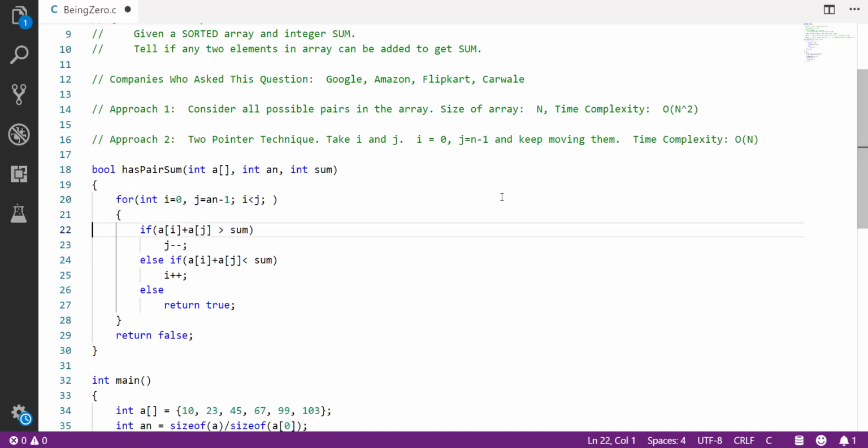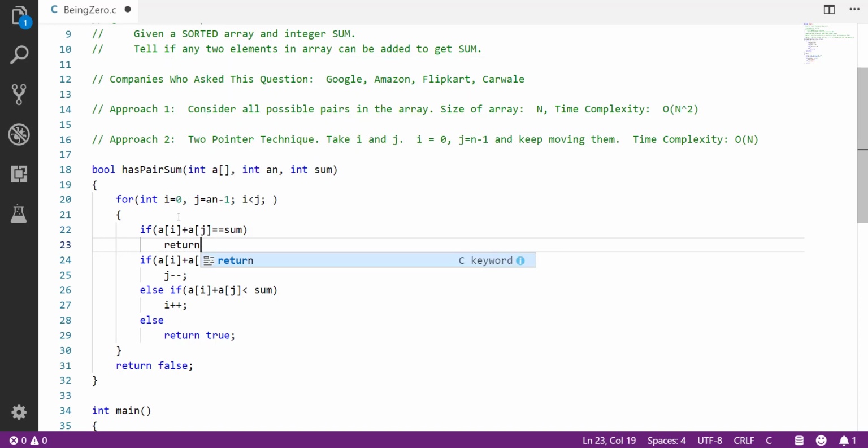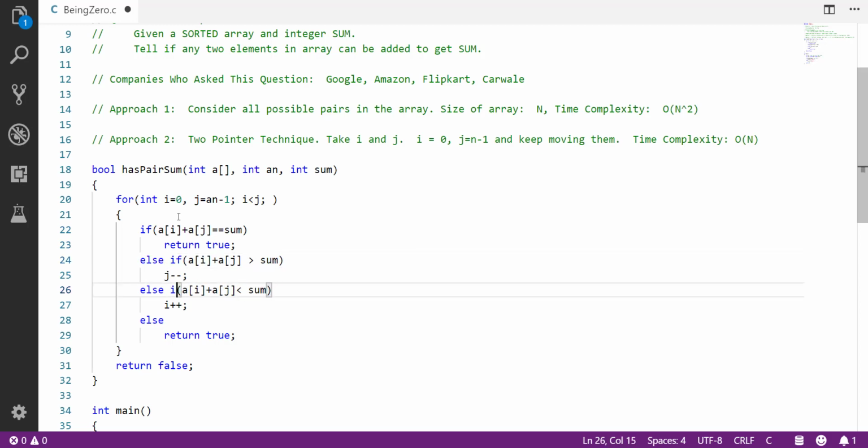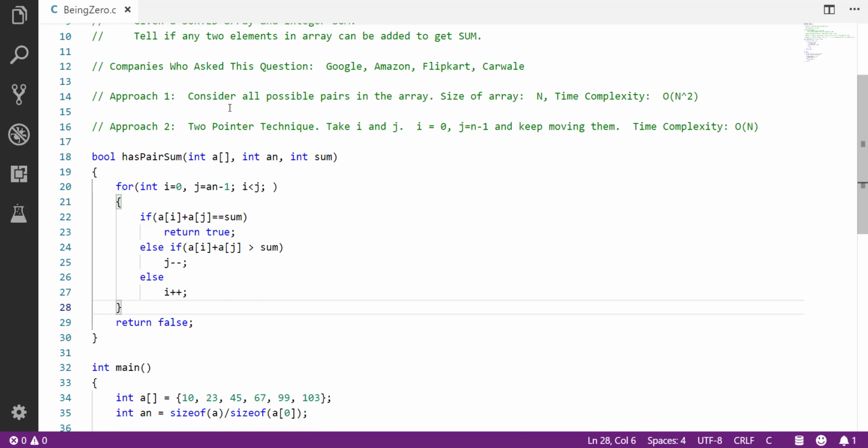So clean code wise, if you look at it, is this. Now many people write as the first condition a of i plus a of j, and if this is equal to sum, we can simply say return true. And we can make the other two cases else if cases, and the last case we can simply leave to else, because that is only one case. This is another way of writing the same program, because if sum is obtained, return true. If it is greater, decrement j, otherwise increment i. Right, so this is approach 2, and you see that in the code.